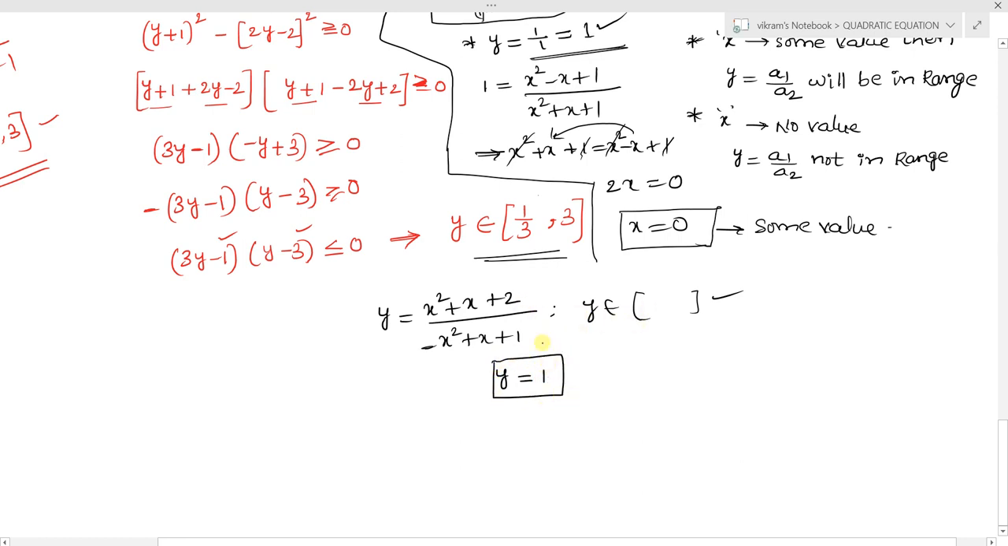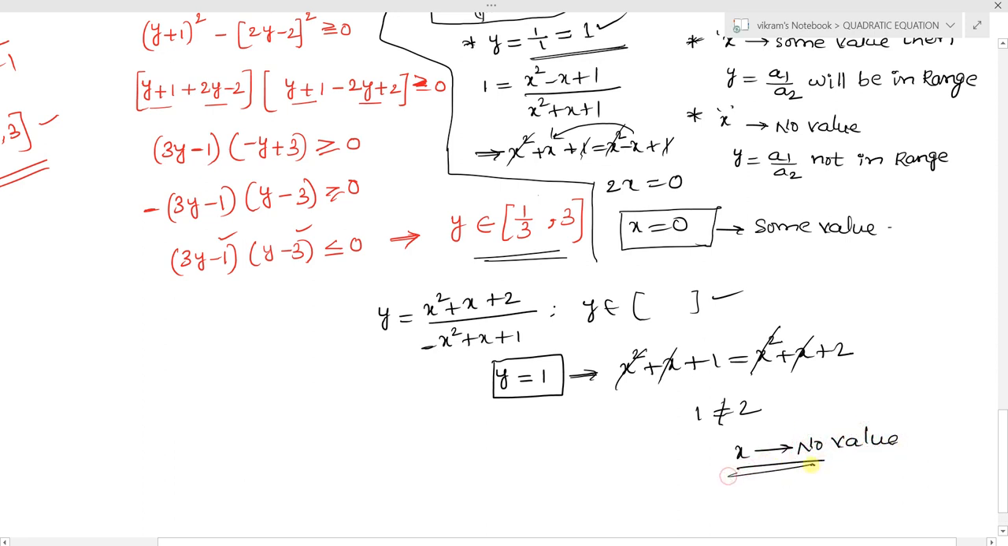Now substitute y equals 1 in the given function and cross multiply: x square plus x plus 1 equals x square plus x plus 2. The x square cancels out, the x cancels out, and we are getting 1 equals 2. This is not possible, so x does not exist. No value of x is obtained here, so y equals a1 by a2 is not in the range we obtained. I think you understand how to find these solutions.